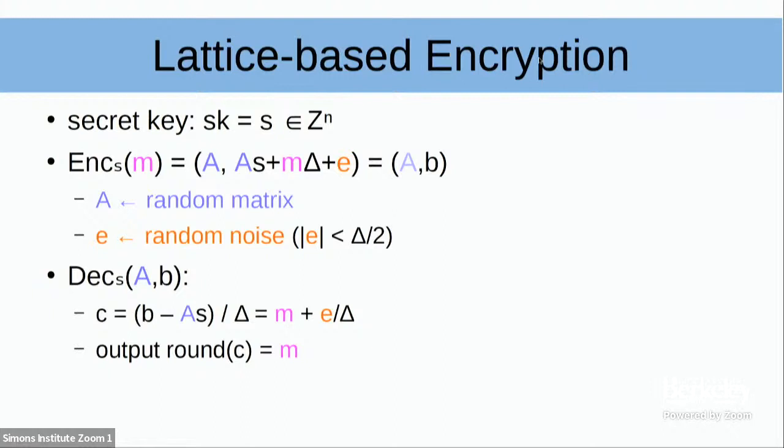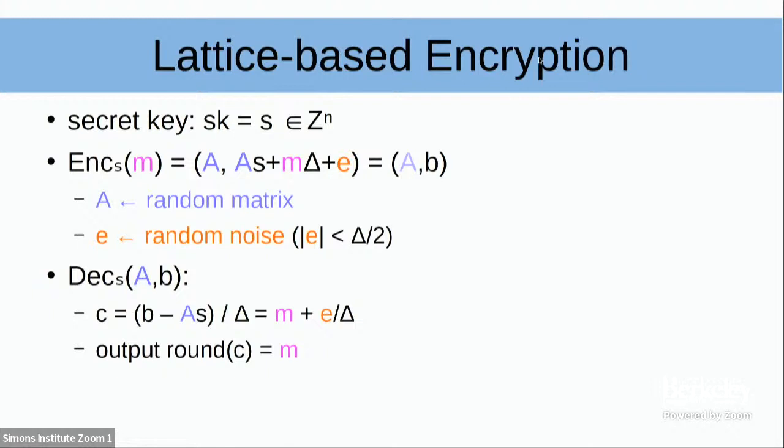And you encrypt the message M by outputting this random matrix A, and then a vector B, which is this expression here, given by AS plus a scaled copy of the message, M times a scaling factor delta, perturbed by this noise vector E. And we'll see in a moment why you want to scale the message M.